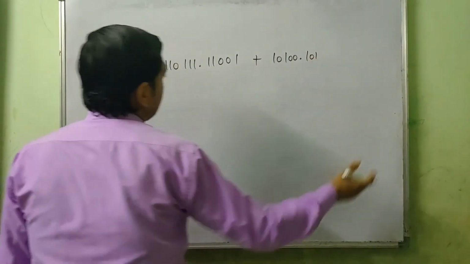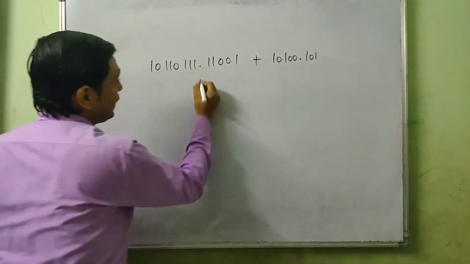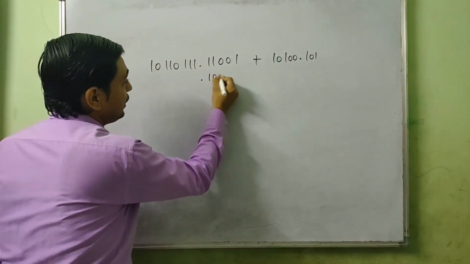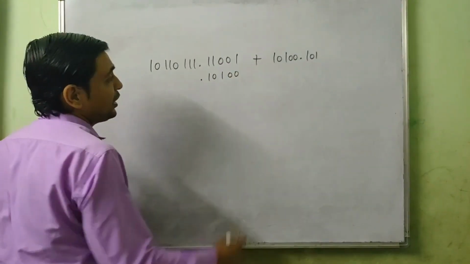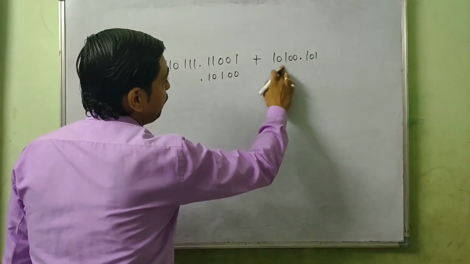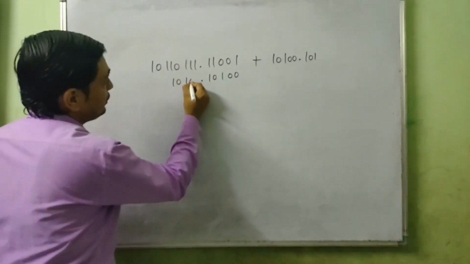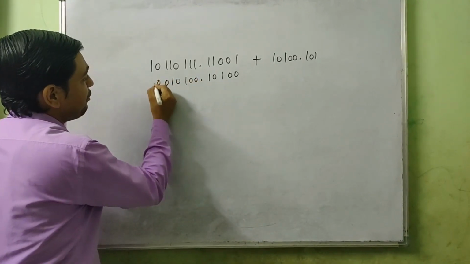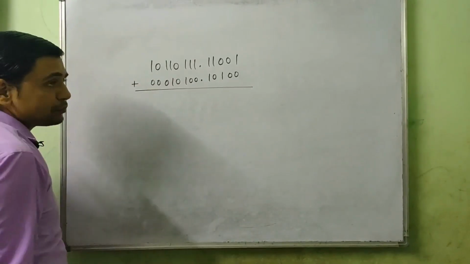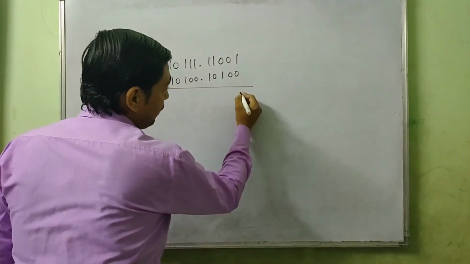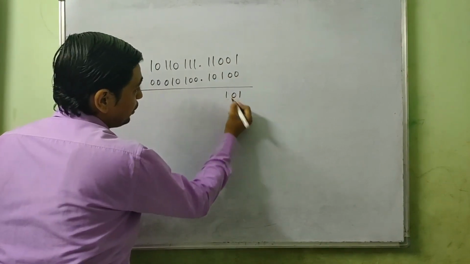I told you about the positions: after the binary point there are 3 digits. Here also after the binary point you will write those 3 digits, and after the rest 2 digits we will write 0 over there. Now here are 5 digits before the binary point, so 10100, and the rest of the places we will keep 0, and we can now add them.